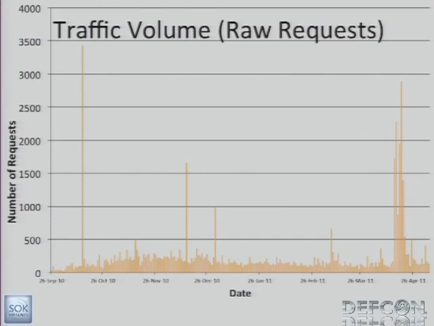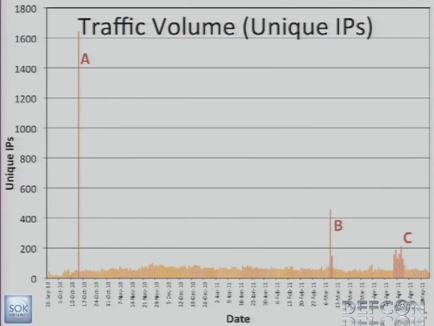So here instead is the traffic volume by unique IP address per day. Some of the peaks disappear, but others still remain. Aside from the steady stream of background noise, there are 3 major events labeled here as A, B, and C. Each of these was caused by bit squatting, and I will get into detail of these in the next few slides. So what caused event A that affected more than 1,600 unique IPs on the internet?